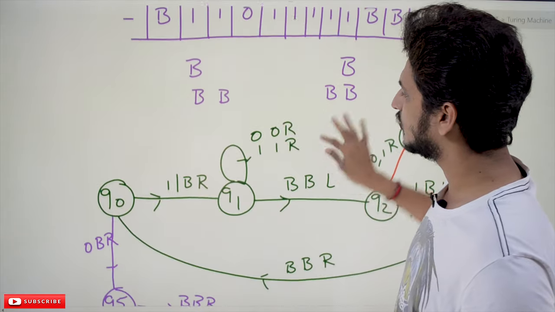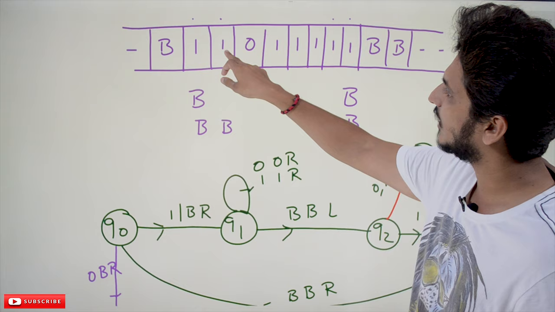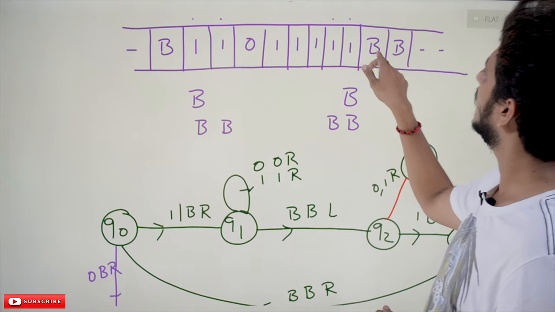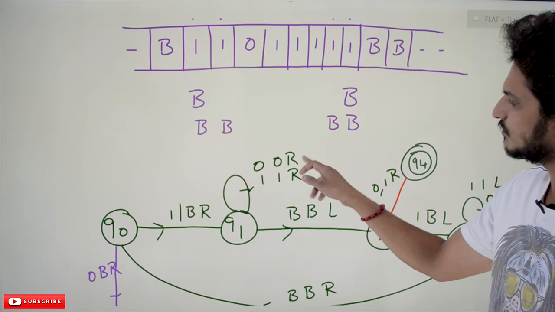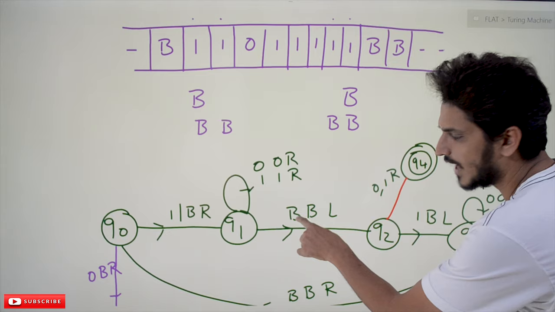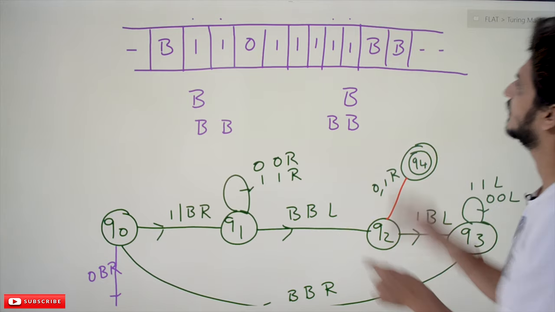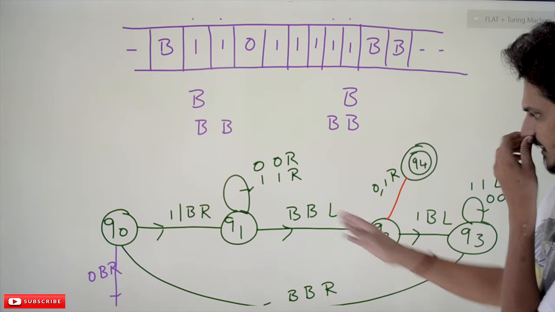So from now onwards, if you find 0, if you find 1, move till you find blank. So 0, keep it as 0, move right side. 1, keep it as 1, move right side. Whenever you find blank, keep it as blank and move left. Means here we are moving left.